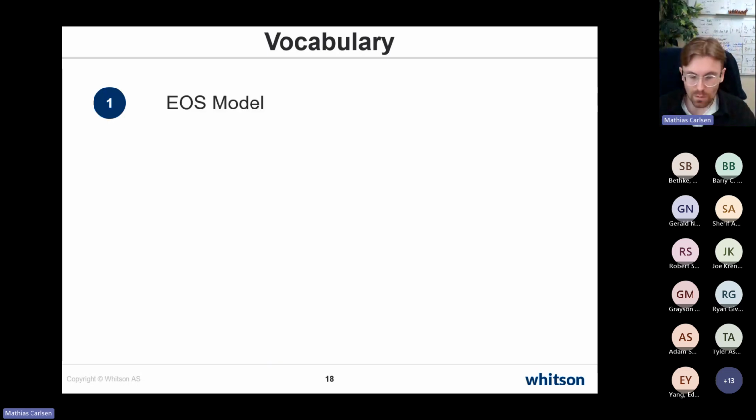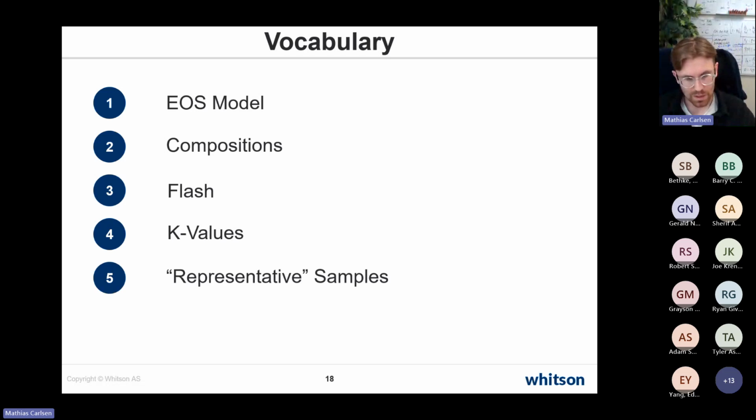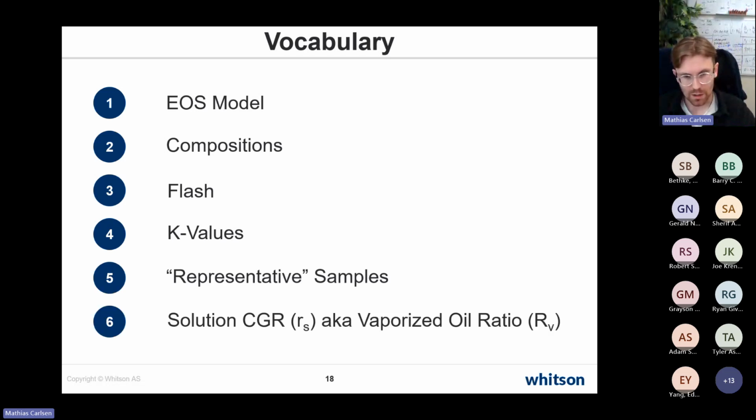The first term that I'm going to use is an equation of state model, an EOS model. That's a thermodynamic model. The second term I'm going to cover is the compositions, then flash, K values, representative samples, and then this term called solution GOR, or vaporized oil ratio. And I'm just going to cover these one time, and then you'll see it throughout the material, such that once you see it the second time, hopefully it's not as foreign.